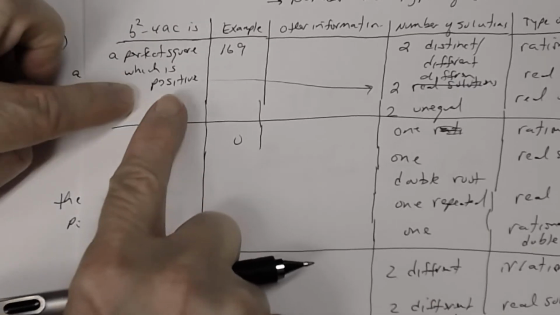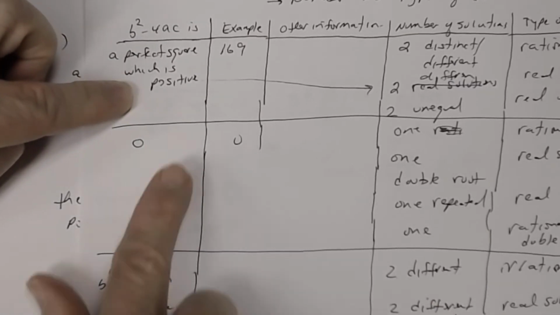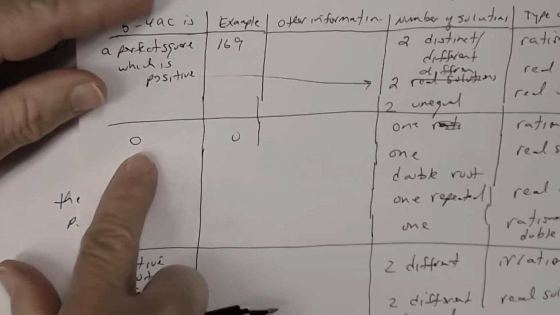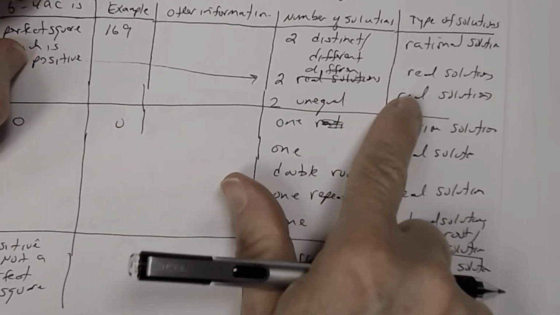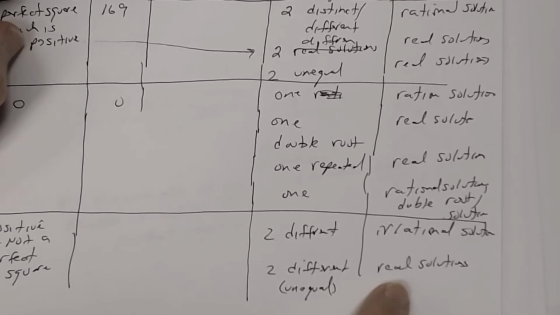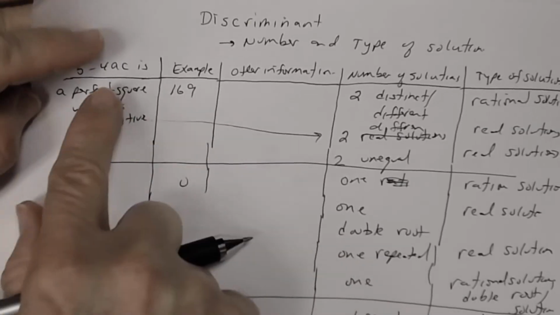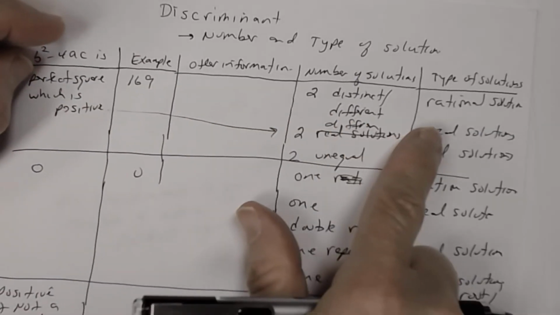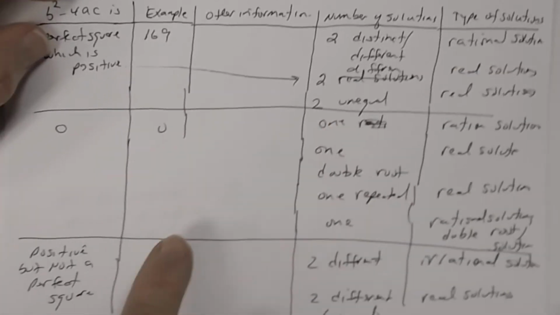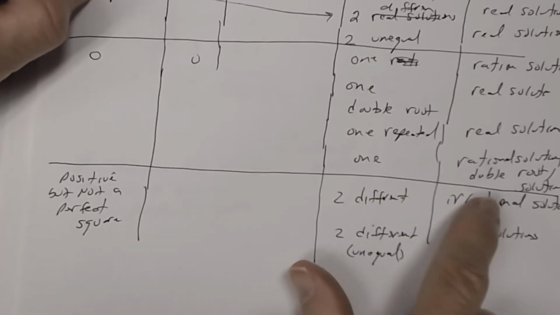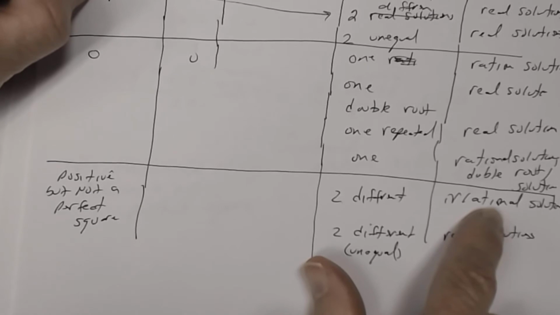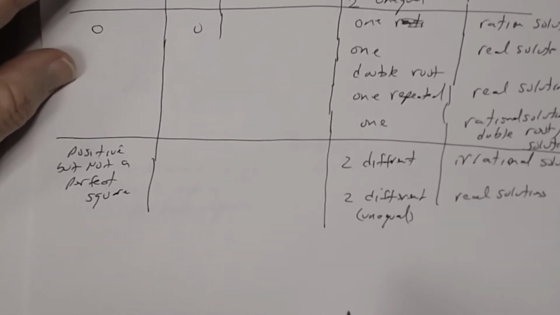If the discriminant is positive or 0, you get real solutions. Okay? If the discriminant is a perfect square, they are rational. If the discriminant is not a perfect square, it is irrational. All right? Okay, now let's look at the next one.